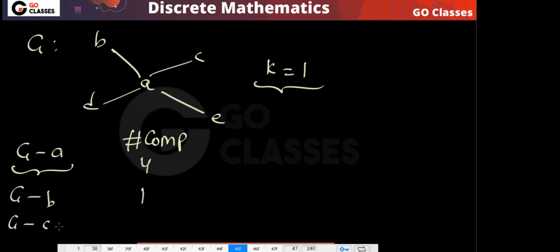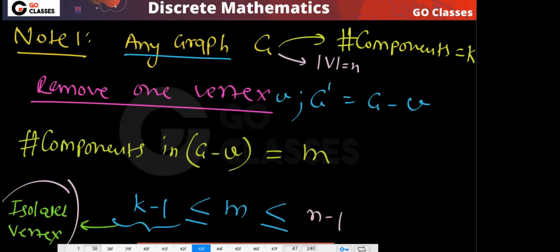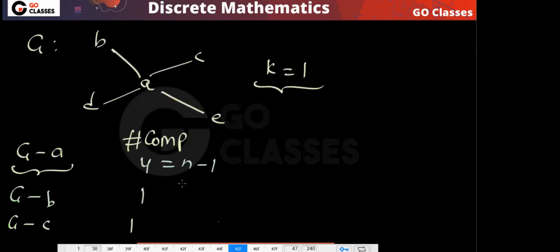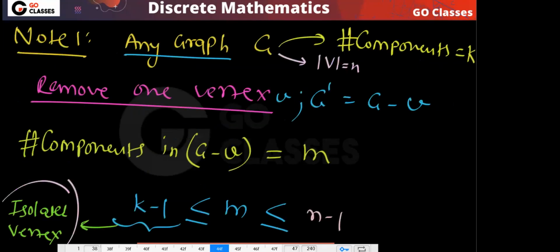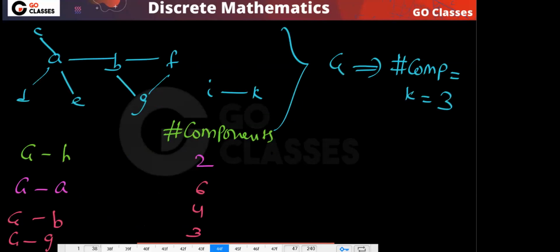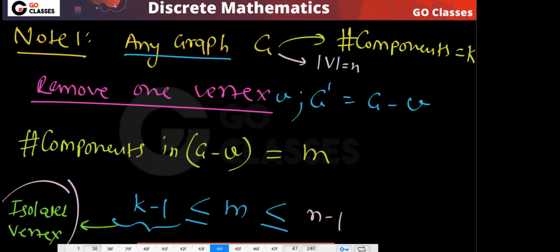If I remove C, the number of components will remain 1. So you can notice that this is nothing but n minus 1. In the worst case, when you remove one vertex, every vertex can become isolated. Similarly, it can decrease also, but it can decrease by only 1. If I remove an isolated vertex, then it can decrease by 1.